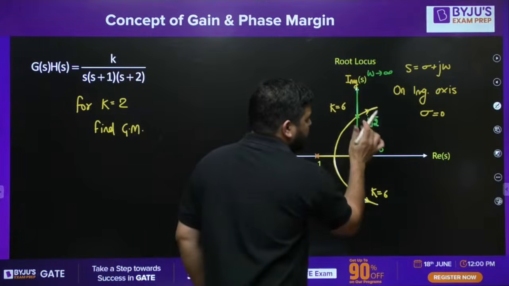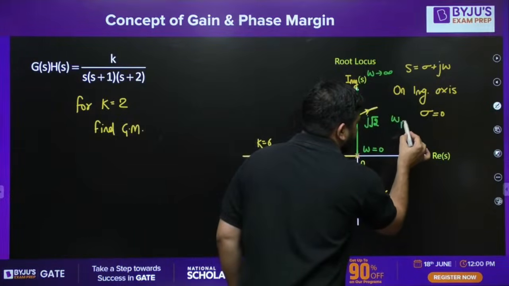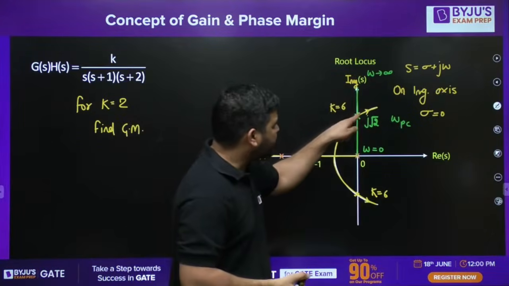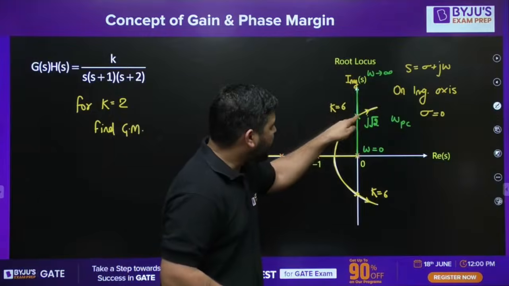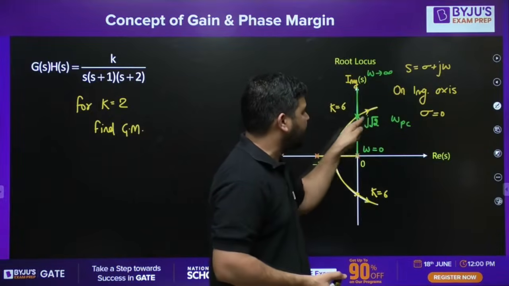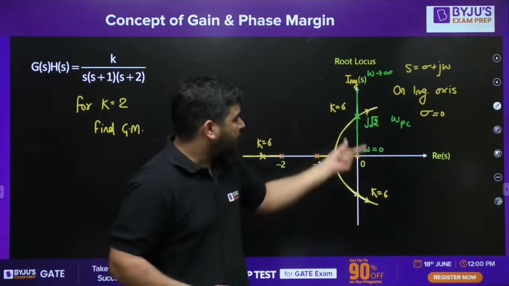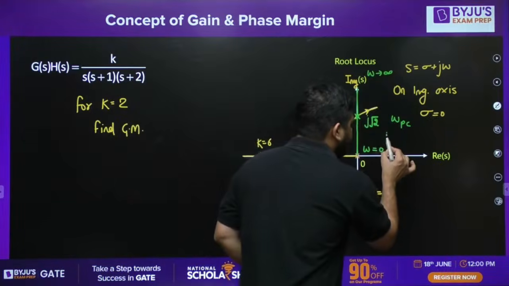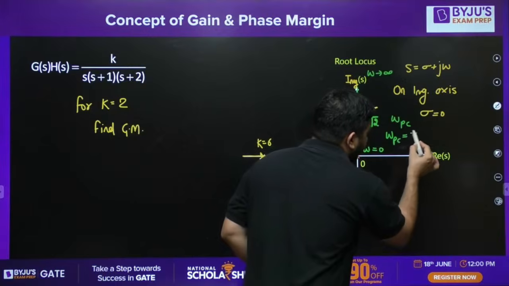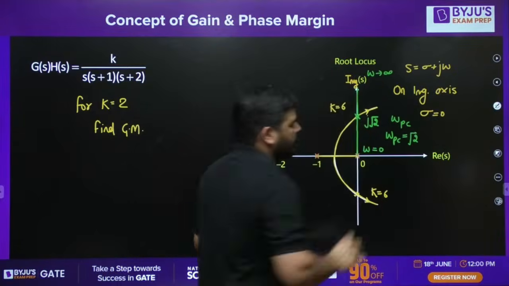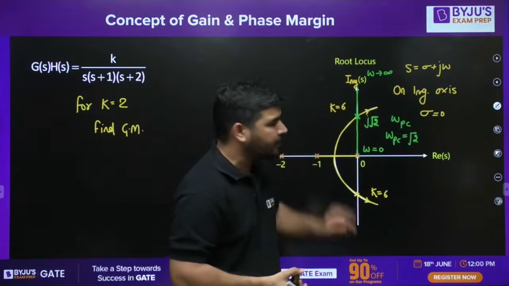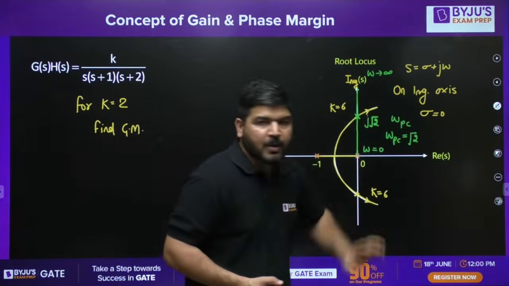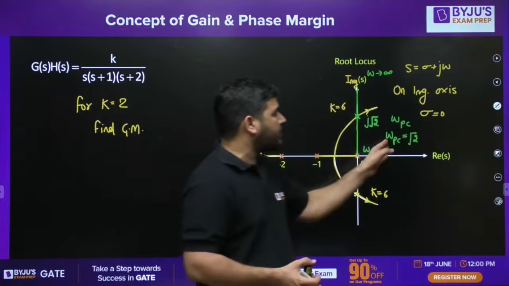Now this root 2 is known as omega pc. From the root locus, whatever this point is, that point is represented by j root 2, so from here you can calculate omega pc. So omega pc will be equal to root 2. It means the point where the closed loop system becomes oscillatory, or marginally stable, gives you omega pc. So from root locus you can calculate omega pc.